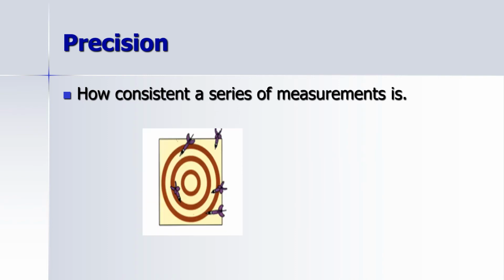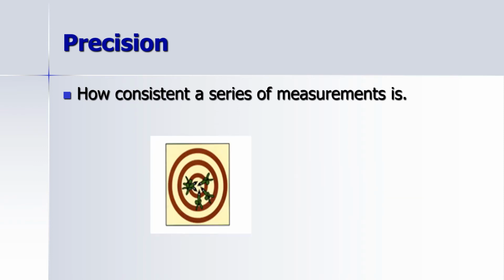Next up, we see all of these arrows scattered around everywhere, so they are not close to each other, which means they have low precision, and they're also not close to the target, which means they also have low accuracy. Finally, we have this picture. All of these arrows are very close to each other, so they have a very high precision, and they're also very close to their target, so they have very high accuracy as well.